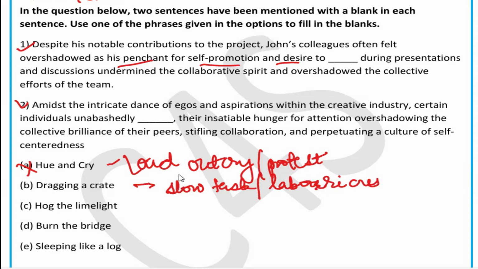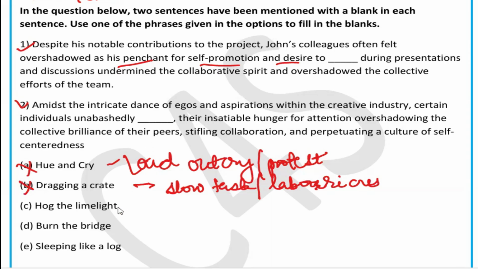Okay, so here also it doesn't show anything which is showing his slow task and all that. So this sentence is also not suitable, as it doesn't give the attention of self-centeredness or attention seeking, or overshadowing others. So this idiom also is out of the scene.